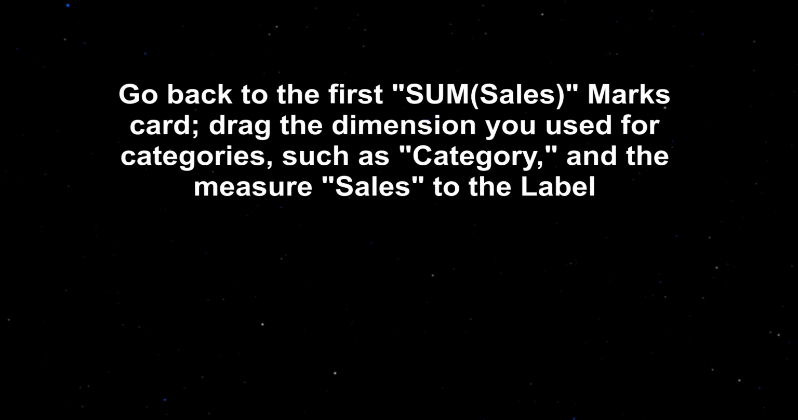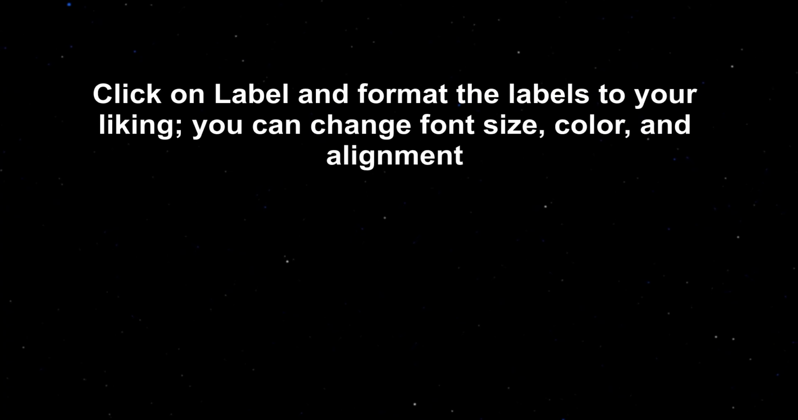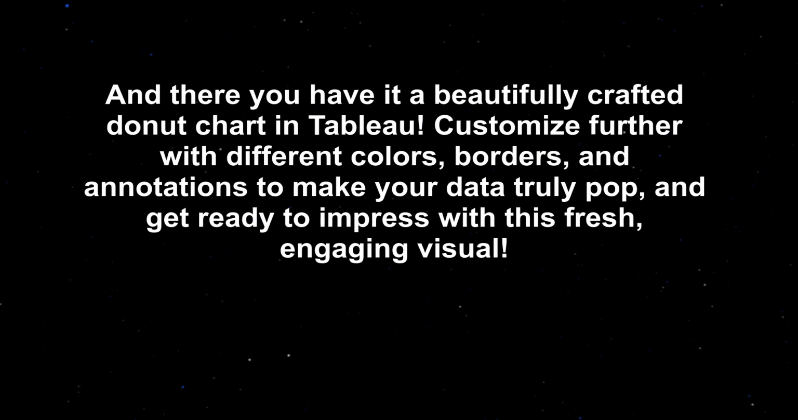Drag the dimension you used for categories, such as category, and the measure sales to the label. Click on label and format the labels to your liking. You can change font size, color, and alignment. And there you have it, a beautifully crafted donut chart in Tableau.